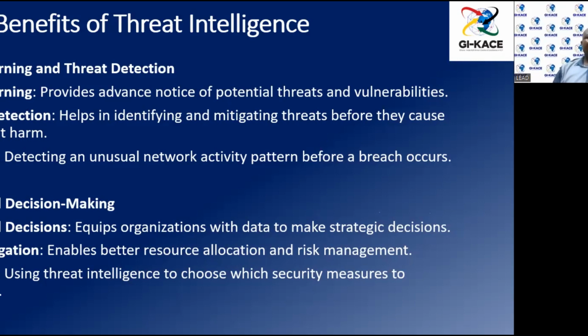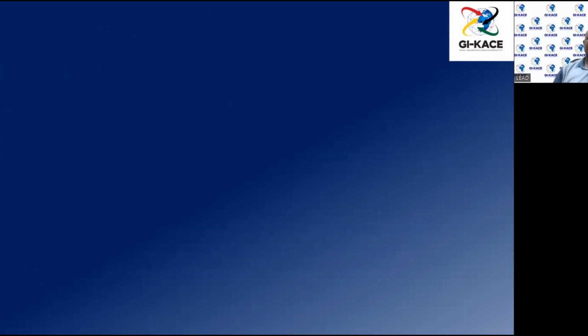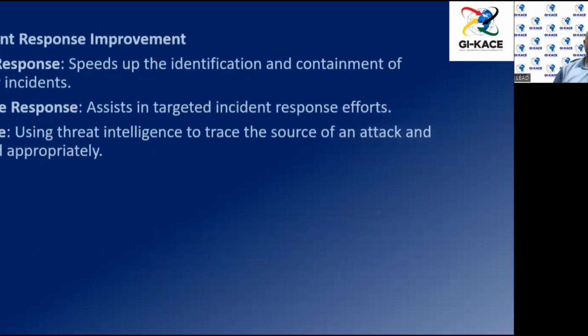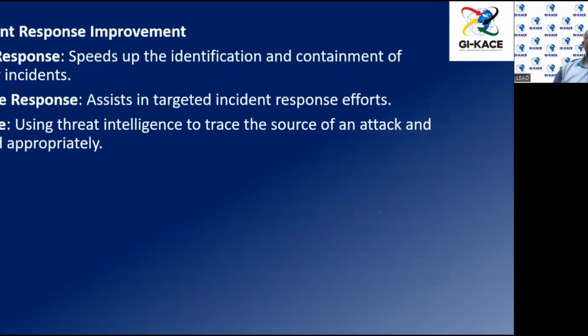Example, using threat intelligence to choose which security measure to prioritize. This is also another way of getting an informed decision implemented or mitigating against an attack. Then we have incident response improvement, faster response. When you are threat intelligent and an event happens, that means you have mitigation factors, you have allocated resources. So when it happens, you know who to call on, you know how to go about it. It speeds up the identification and containment of security threats or security incidents.